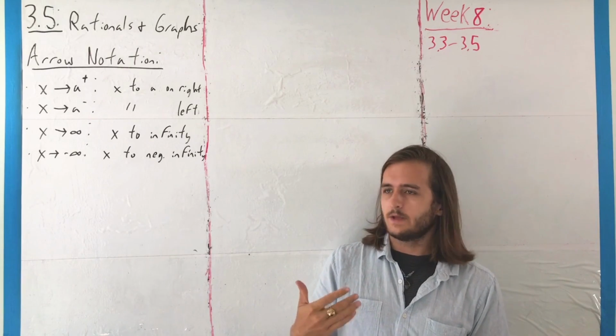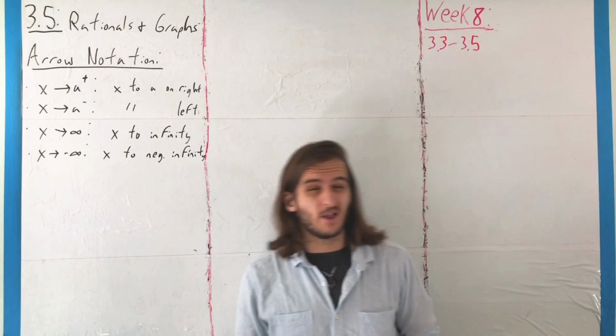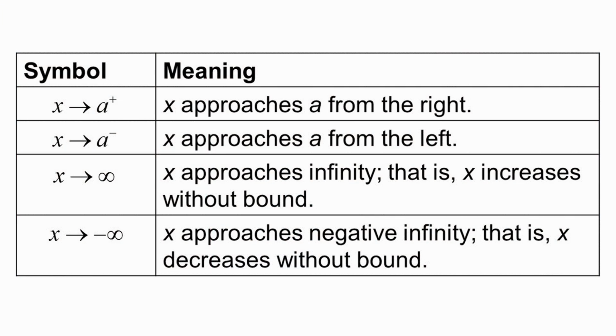And to do that, we have a bit of a shorthand notation that we call arrow notation, where if we write something like x with an arrow to a and a plus sign above it, what that says is we are approaching a from the right. We are letting our x value get closer and closer to a, but always be a little bit bigger. And if we make that plus sign into a minus, we have x approaching a from the left, where we are getting values closer and closer to a, but always smaller than a.